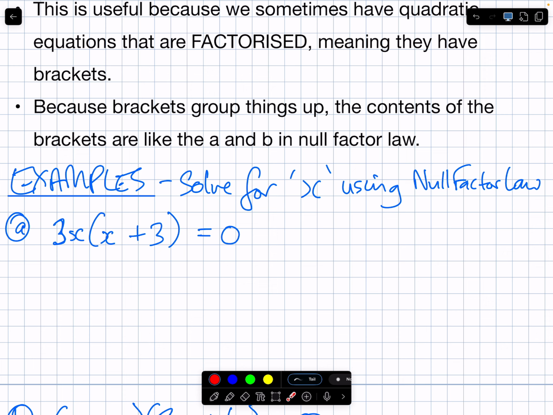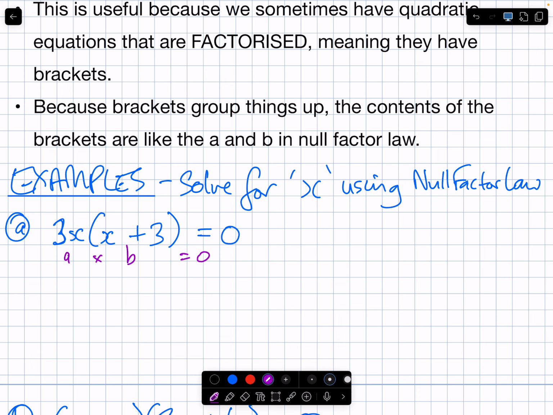So if you've got something like this, what could that be a factorization of? That's 3x squared plus 9x. That's been factorized. I've put the brackets back. Why is that useful to me for solving this? According to null factor law, do I have two things there being multiplied by each other that equal 0? 3x is A. B is x plus 3. They both equal 0.